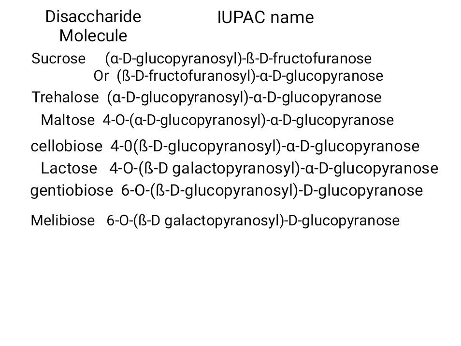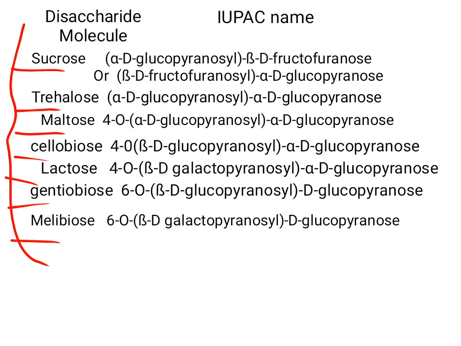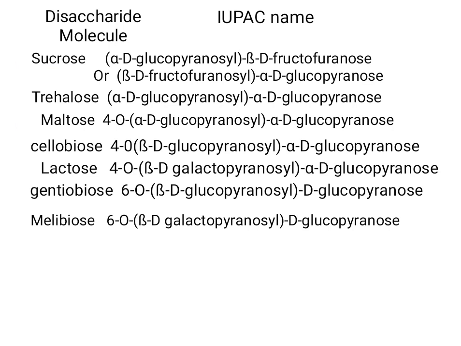And this is the list of some important disaccharides. You can just note it down: sucrose, trehalose, maltose, cellobiose, lactose, gentiobiose and melibiose. In different books you will get different nomenclature systems, but this is the best one. So don't be confused if you see any mistake in any other book. Just follow this nomenclature.